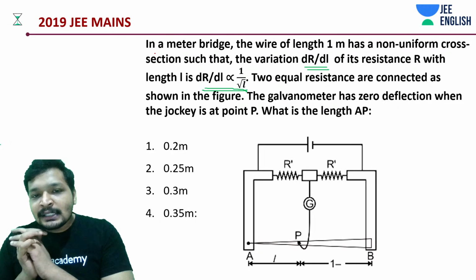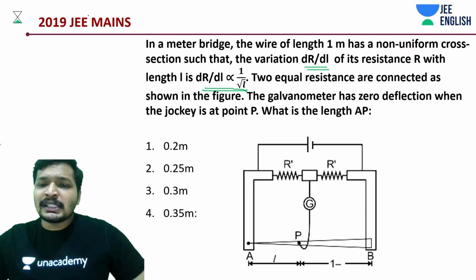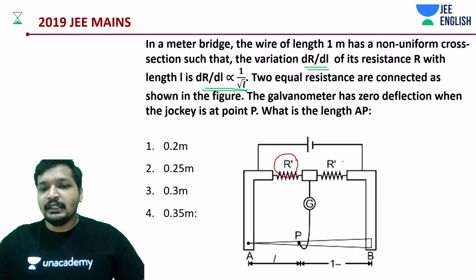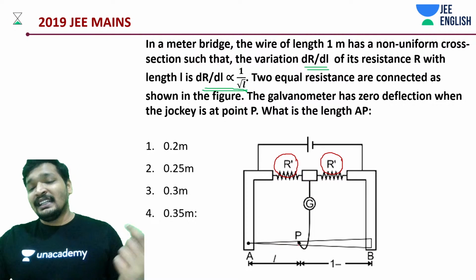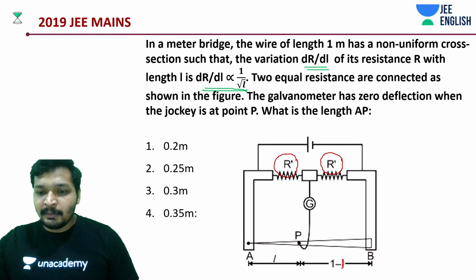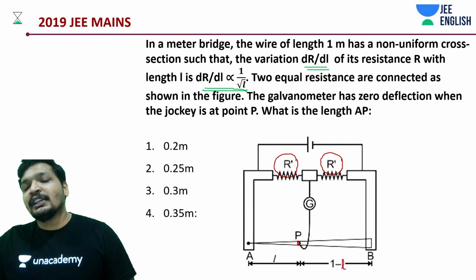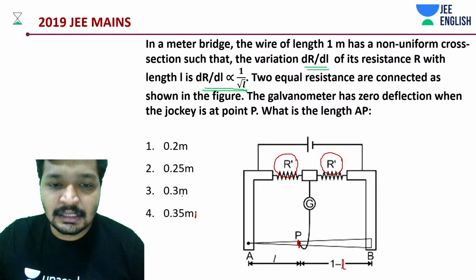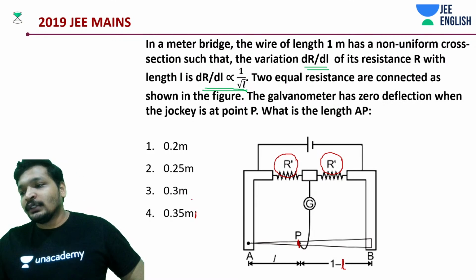Now, what is the thing that we are supposed to do? What is given in the question? 2 similar resistances have been attached, R dash and R dash. So we need to find the balancing length L. I think L is already given to you. This is L, so this is going to be 100 minus L, such that there is a 0 deflection. From the given options, we cannot really guess what it is. Not at all possible. You need to work around the method.